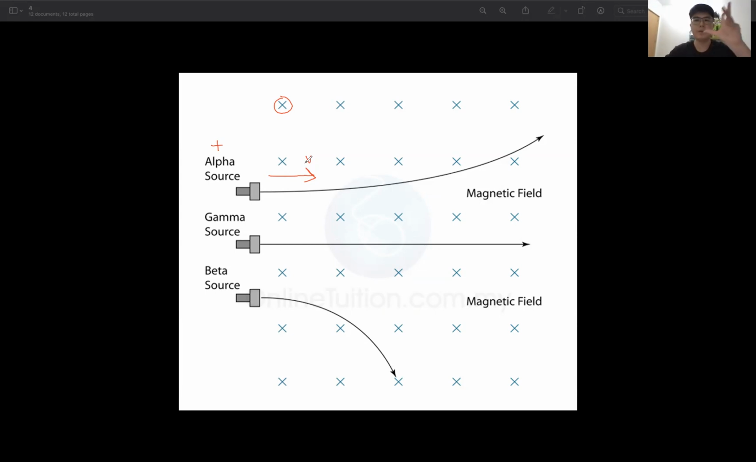So we use Fleming's left hand to find the force direction. Your index finger points to the screen, your middle finger points to the right, because your middle finger is the current. Current is to the right, so you point to the right, and then your thumb is upward. That is why the alpha particles curve upward, because the force acting on the particle is upward.